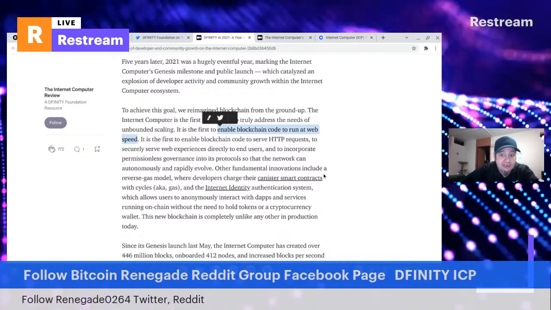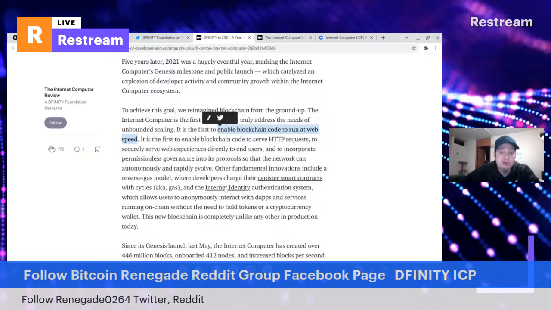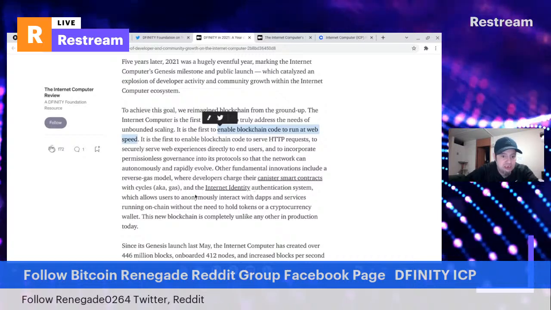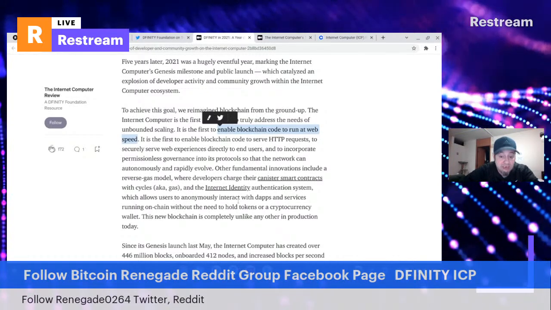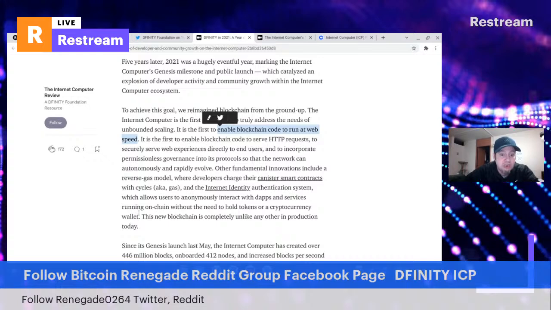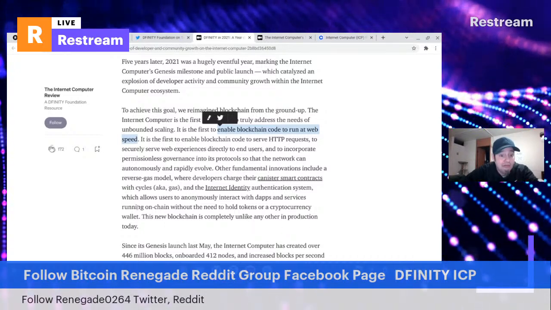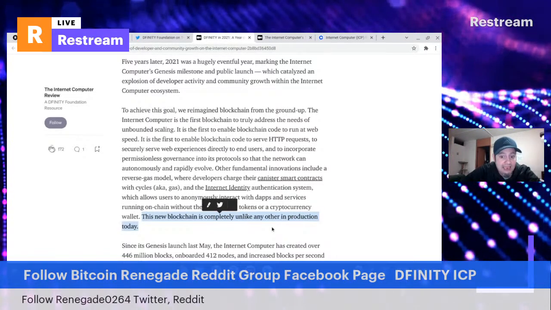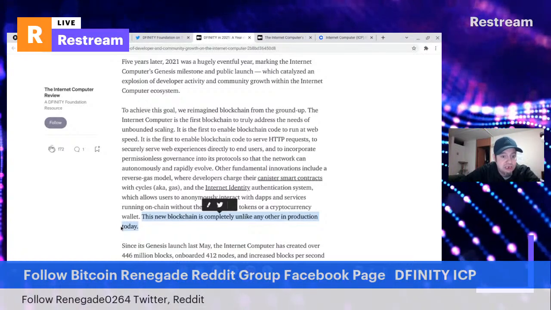Other fundamental innovations include a reverse gas model where developers charge their canister smart contracts with cycles, aka gas, and the Internet Identity authentication system, which allows users to anonymously interact with dApps and services running on-chain without the need to hold tokens or a cryptocurrency wallet. This new blockchain is completely unlike any other in production today. This is why you guys cannot sleep on Internet Computer.